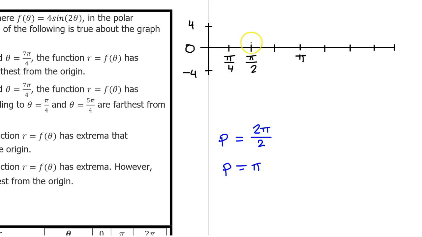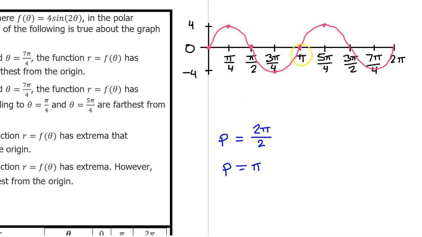This is 1 pi over 4, 2 pi over 4, 3 pi over 4, 4 pi over 4, 5 pi over 4, 6 pi over 4 reduces to 3 pi over 2, 7 pi over 4, and 8 pi over 4 is the same as 2 pi. We have memorized that one period of the sine function looks like this. And there's a second period for you.